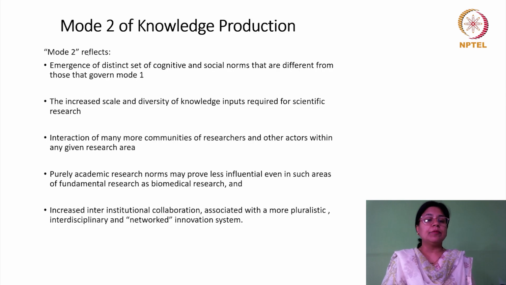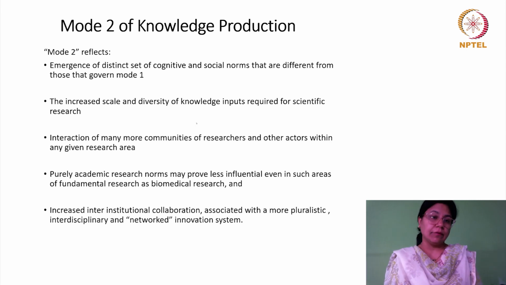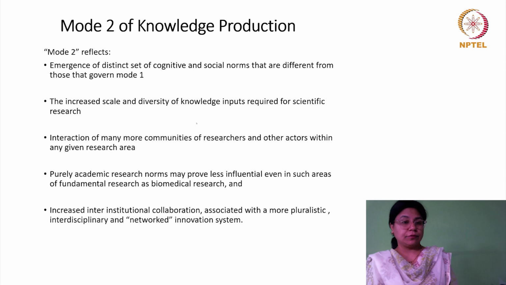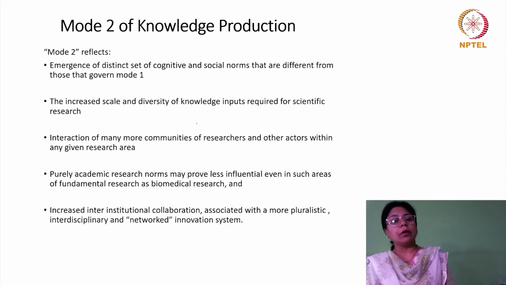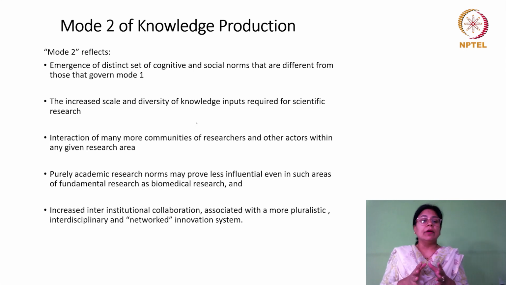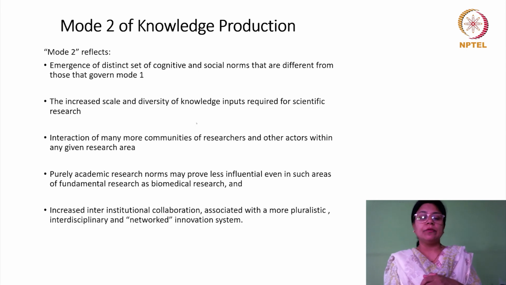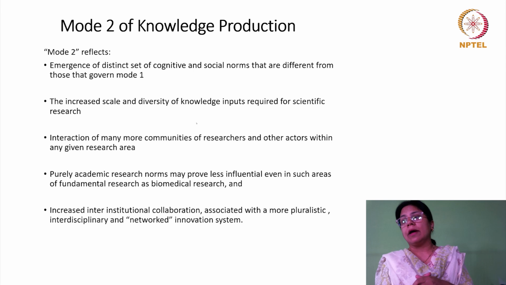Moving forward, let's briefly talk about mode 2 of knowledge production. According to Gibbons et al. in their work, which is easily available online and for which we have given a reference, it effectively talks about a very different setup of cognitive and social norms, which are, as I said earlier, different from mode 1. Where are those differences coming from? First of all, the scale and the diversity of the knowledge input required for scientific research has expanded, as we talk about in mode 2.